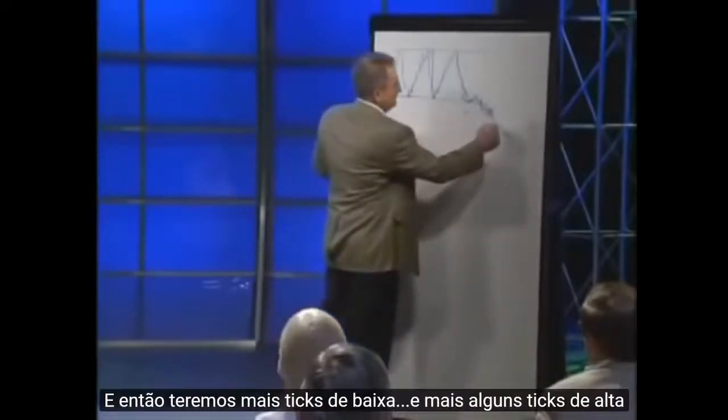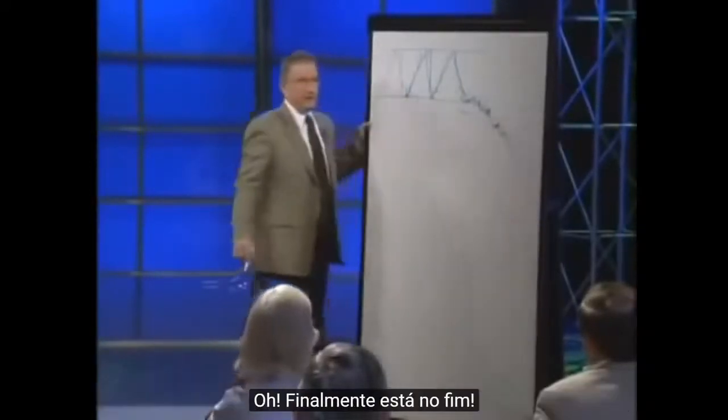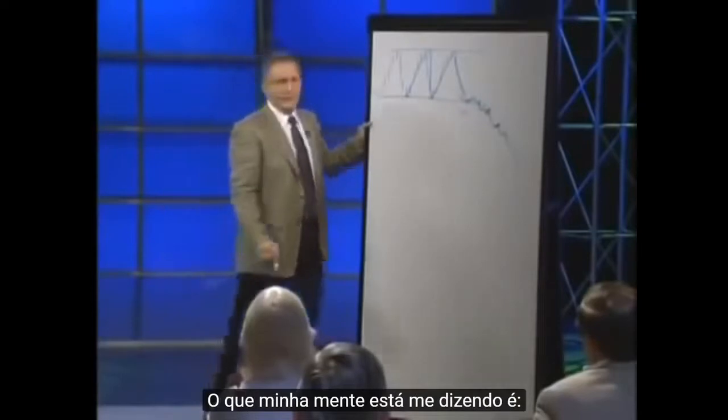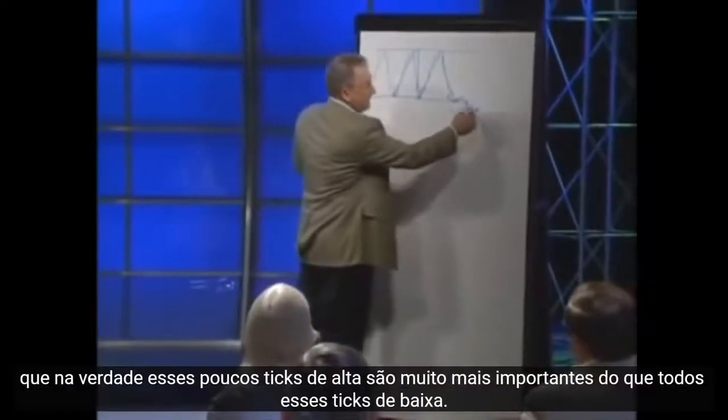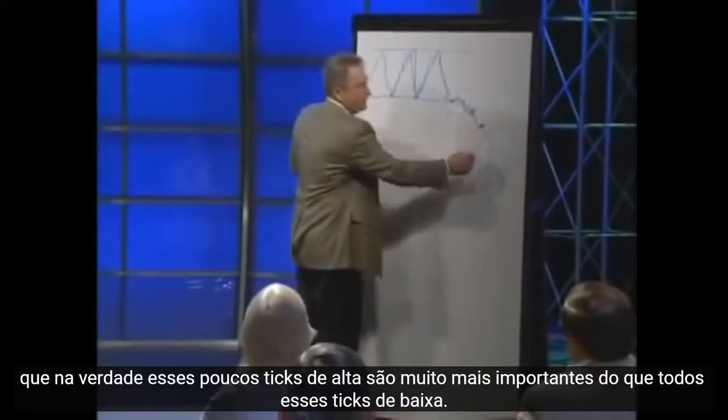And then we'll get more downticks. And then we get a couple upticks and say, oh, it's finally all over. In other words, what my mind is doing to protect me is saying that these few upticks are far more significant than all these downticks.